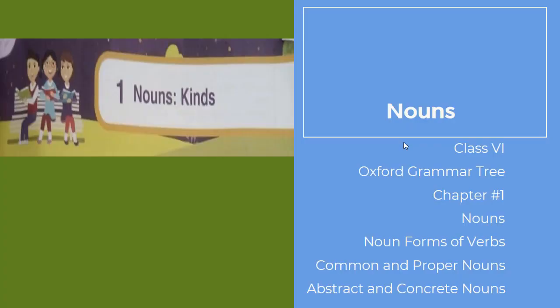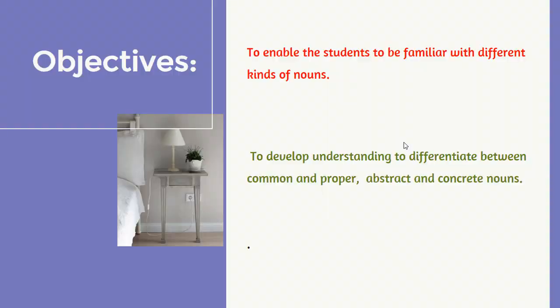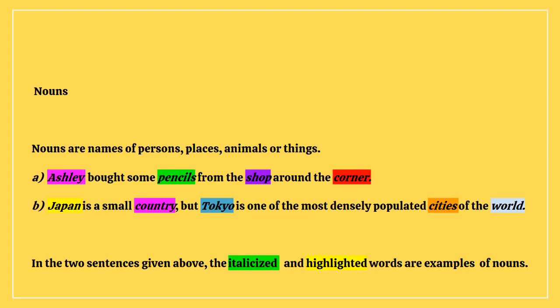Nouns. Dear students, today we shall study nouns from Oxford Grammar Tree. This is chapter number 1. In this chapter we shall study nouns and noun forms of verbs, common and proper nouns, abstract and concrete nouns. Objectives: to enable the students to be familiar with different kinds of nouns, and to develop understanding to differentiate between common and proper, abstract and concrete nouns.